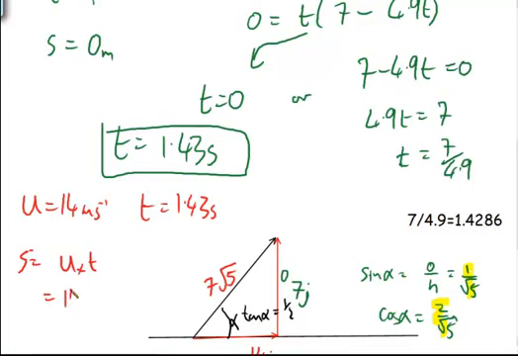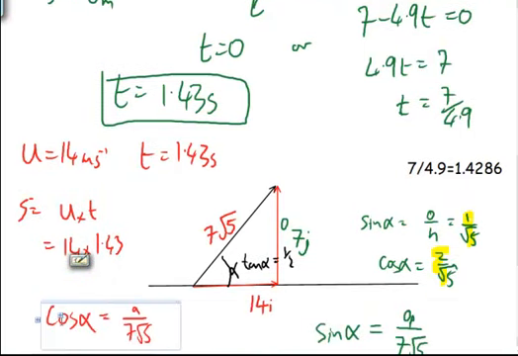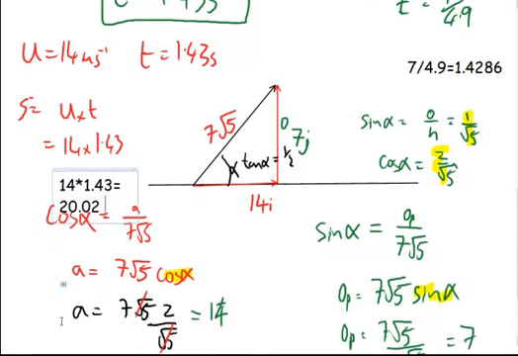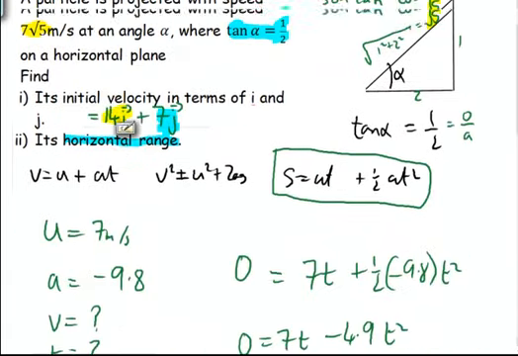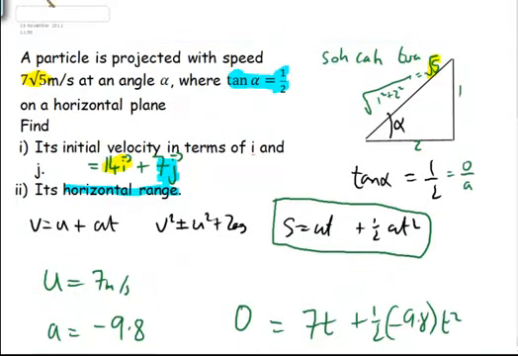So it's 14 multiplied by 1.43, and again I'll just work that out quickly. 14 multiplied by 1.43 is equal to 20.02. So the distance that this has gone is 20.02 meters.